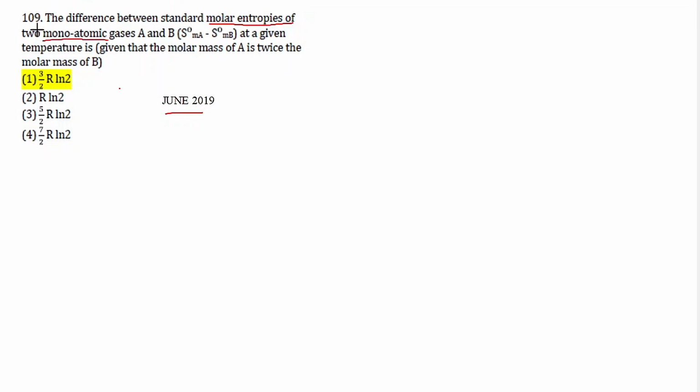So over here we have to find the difference, that is S0Ma minus S0Mb. We have to find this difference at a given temperature, given that the molar mass of A is twice the molar mass of B. So over here Ma is 2 times Mb. This value is given. Also, as we have to find the molar entropy of a monoatomic gas, the molar entropy of a monoatomic gas will be given by our Sackur-Tetrode equation.